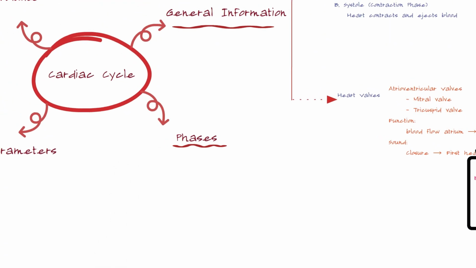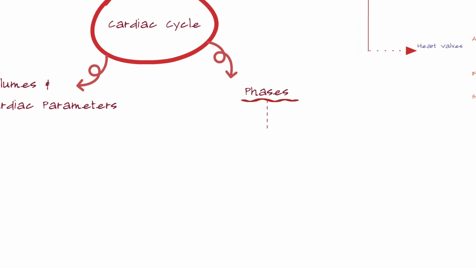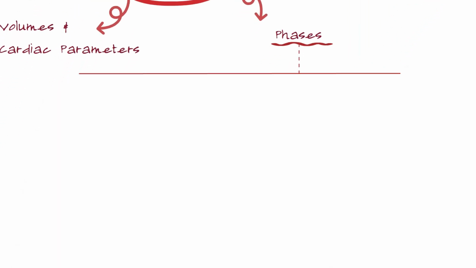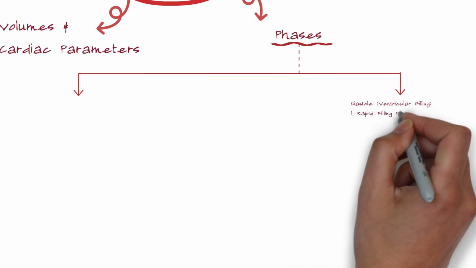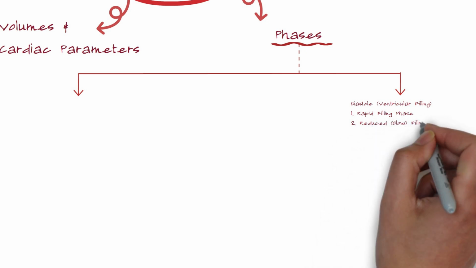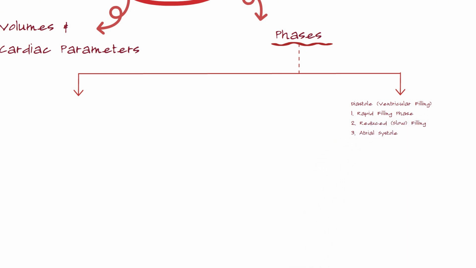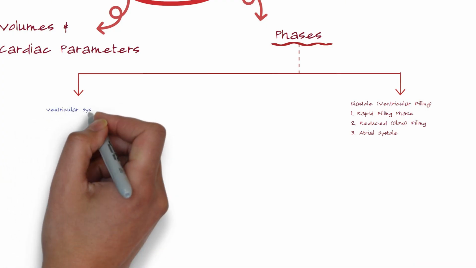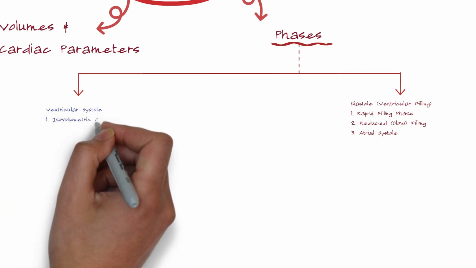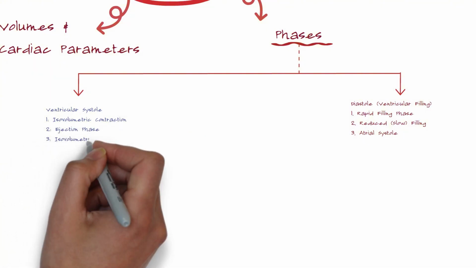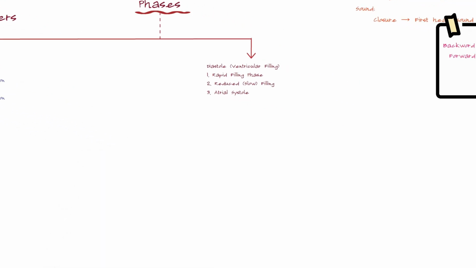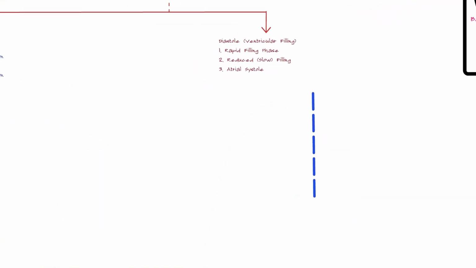And now let's talk about the 6 phases of the cardiac cycle. In diastole, we have 3 phases: the filling, rapid and reduced, and the atrial systole, while in the systole we have 3 phases also: isovolumetric contraction, ejection, and isovolumetric relaxation. Let's talk about each phase in more detail.